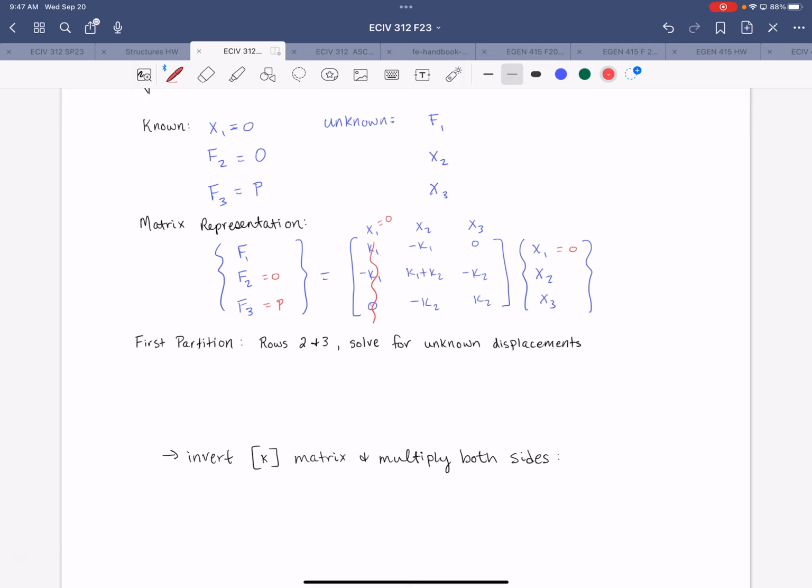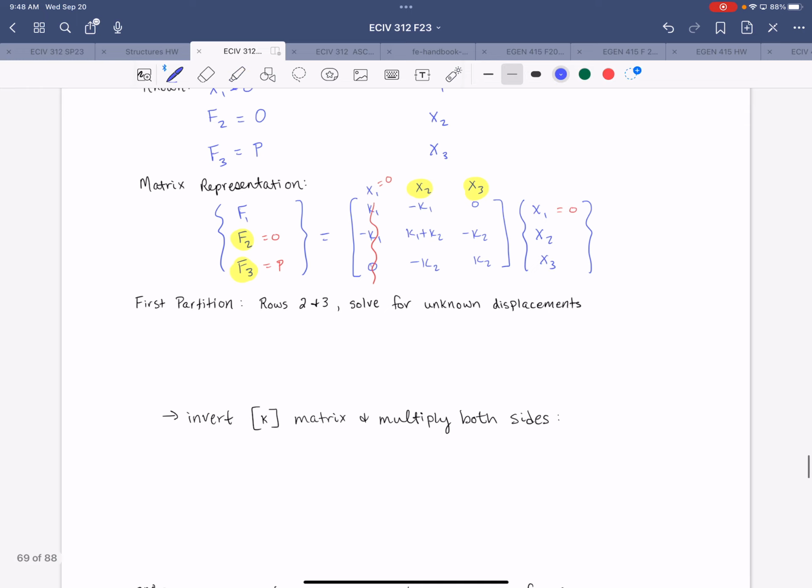So then the first partition of our equation. Remember that rule, I think it was rule 6, we always solve for the unknown displacements first. Our unknown displacements are x2 and x3, so we take the columns associated with x2 and x3. And we take the rows associated with those degrees of freedom, because those are the rows that have known forces. So we're going to take rows 2 and 3 and write what we have.